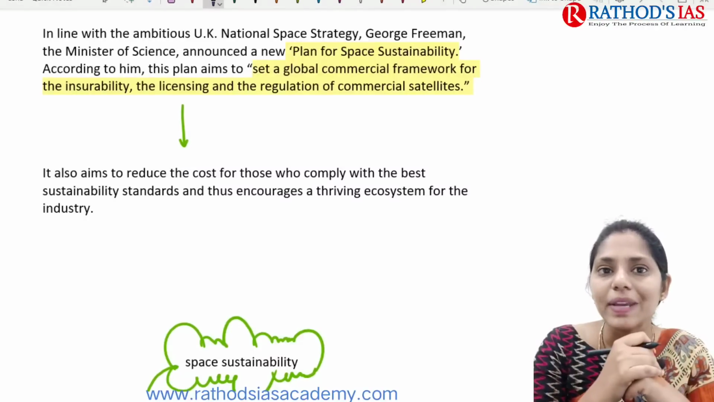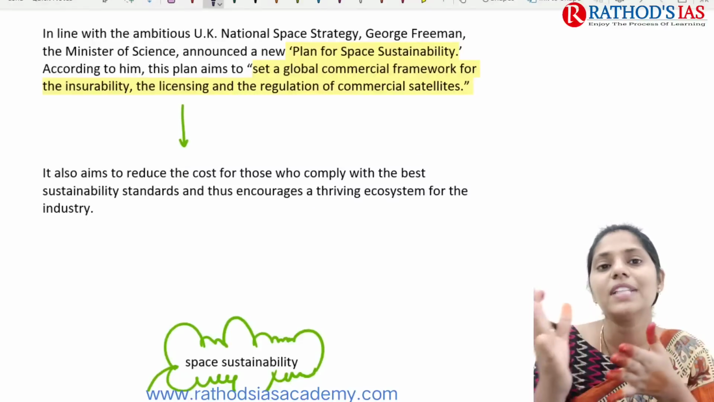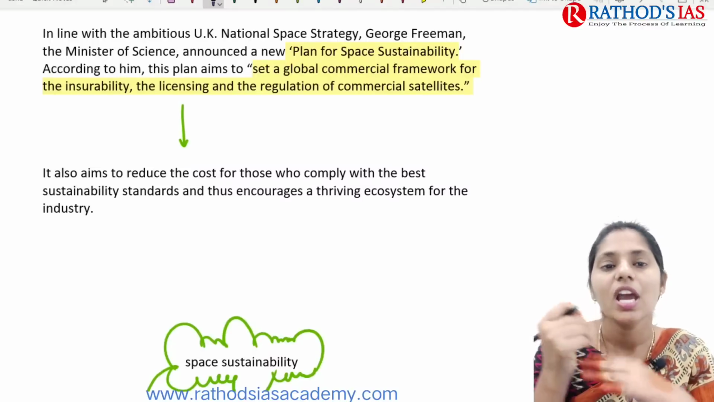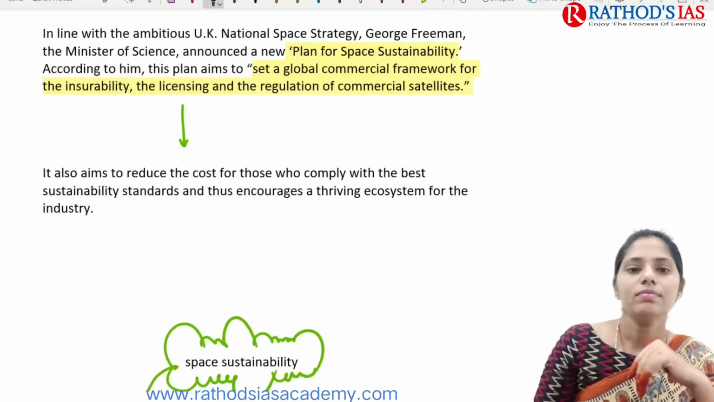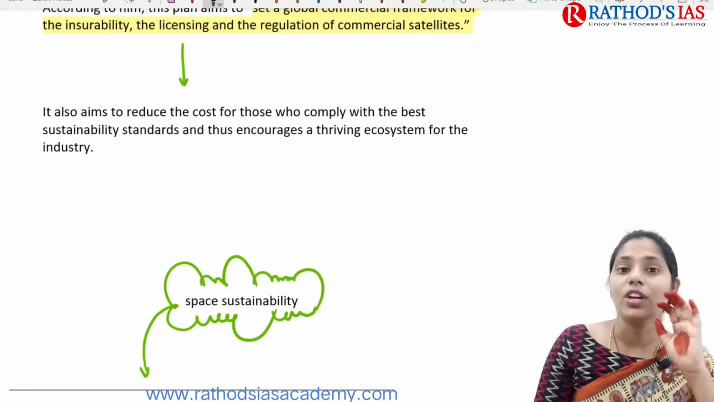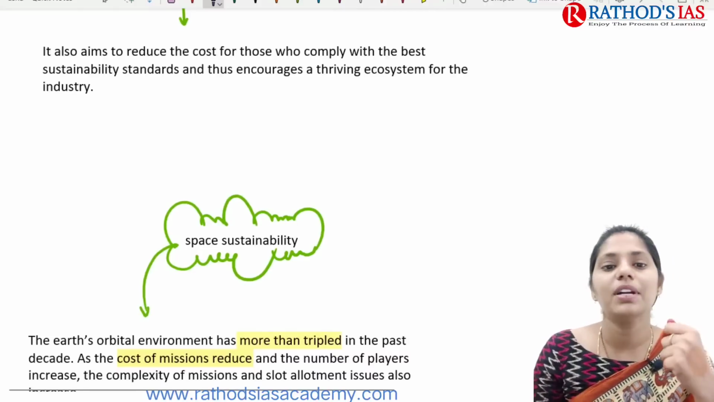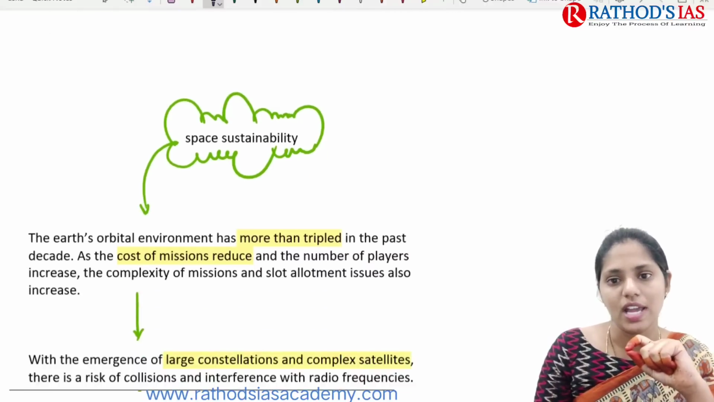According to this, they are mainly focusing on setting some standards, or coming up with a commercial framework of insurance, licensing and regulation of commercial satellites. The important aim is to reduce the cost and come up with the best sustainability standards, and we need to encourage this thriving industry ecosystem as well.